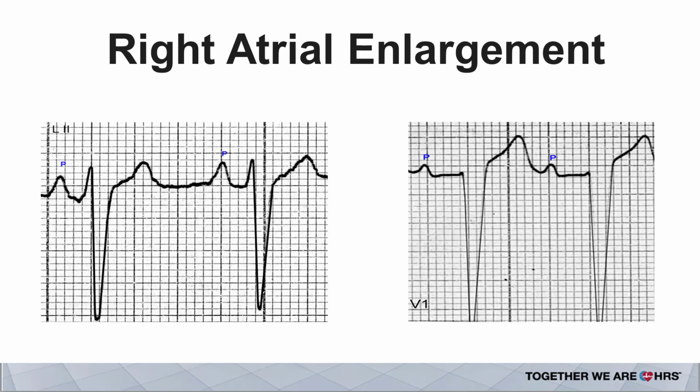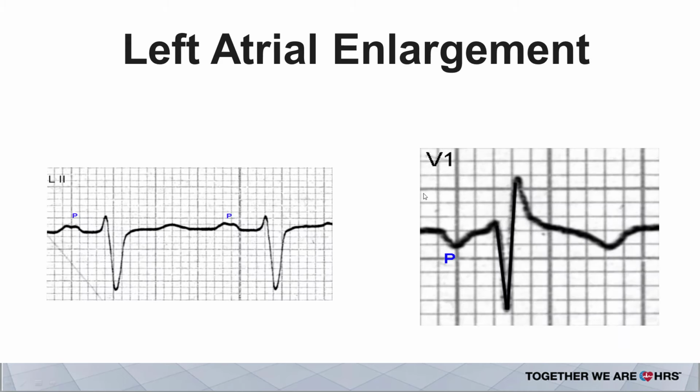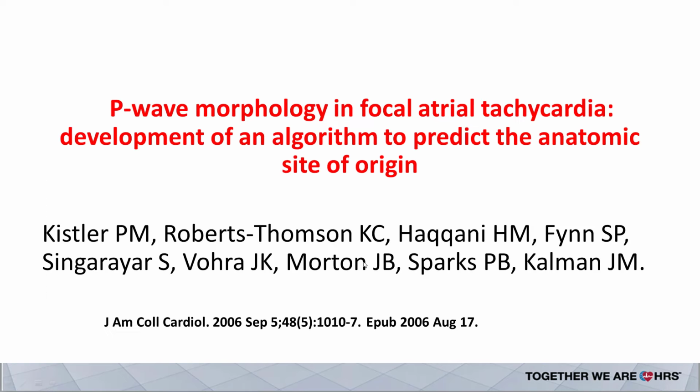Here we can see it on the ECG. This is the P wave in right atrial enlargement, the peaked one in the limb leads, and in V1, this is how right atrial enlargement looks like. And this is the bifid P wave in left atrial enlargement, and the more negative part in V1.